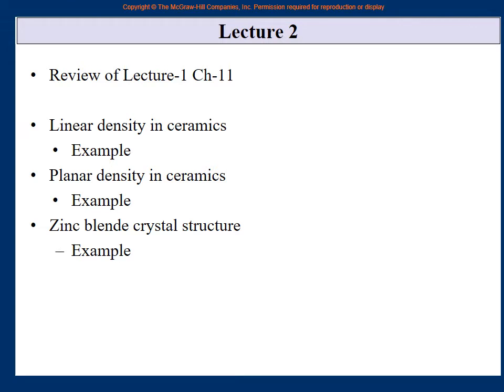As usual, we will initially quickly review what we covered in lecture 1 of chapter 11. Today we will continue the linear density in ceramics, and we will do an example on that. Then we will cover planar density in ceramics. Again, we will do an example on that. And finally, we will cover the third crystal structure in ceramics, the zinc blende crystal structure. And to understand it in detail, we will go through an example.